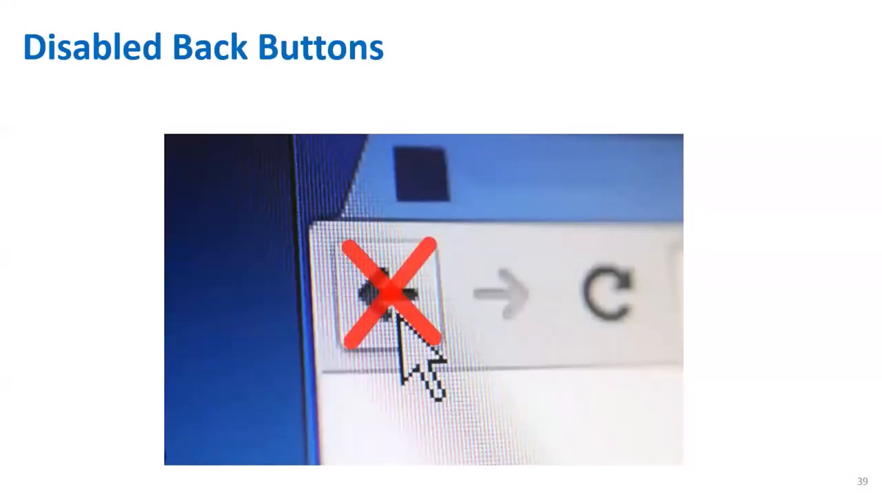Disabled back buttons. Have any of you guys stumbled upon this? It shocked me the first time I saw it. You're on a website, you realize, oh, this isn't very good information, and you click the back arrow key, and it doesn't move from the web page. You have to click it like 5 times, or sometimes you even have to just close the tab in order to get off of that web page. Once again, it's doing that just to keep you on the web page as long as possible.